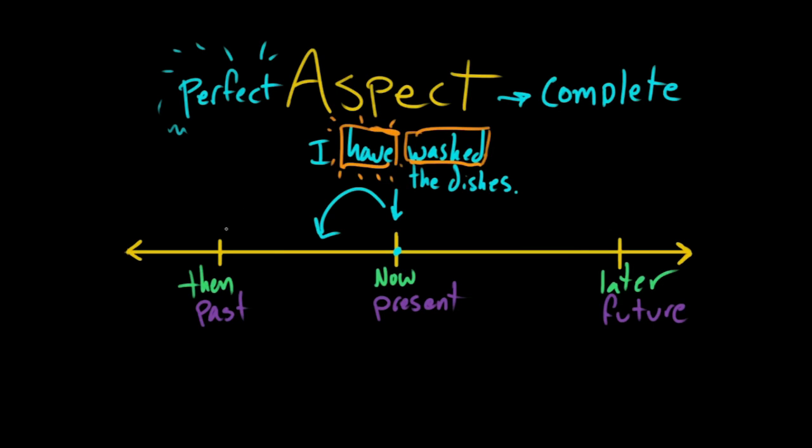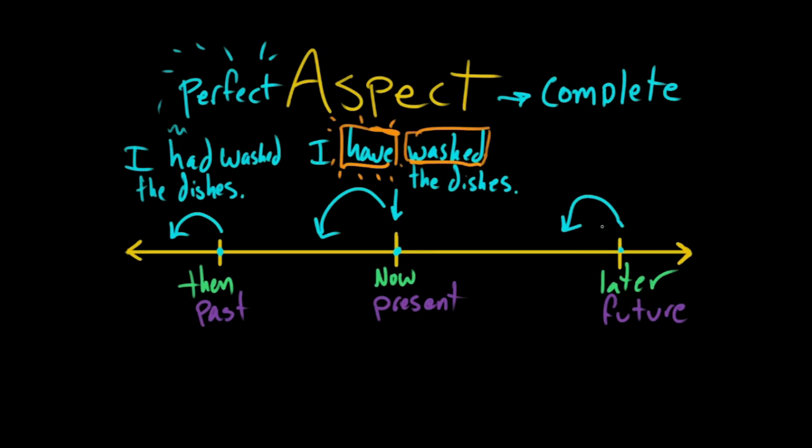So if we want to put this story in the past, talk about a period that is then, but also say that we washed the dishes at a period before then, a time before the moment in the past that we're talking about, we would say, I had washed the dishes. And if we want to talk about something in the future that happens before that future moment, but after now, we would use the future perfect to say, I will have washed the dishes.